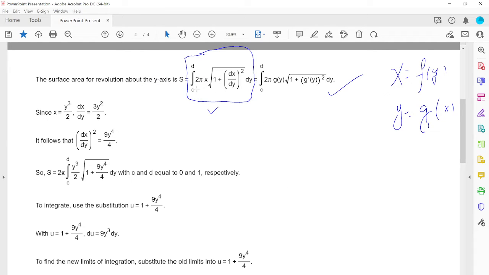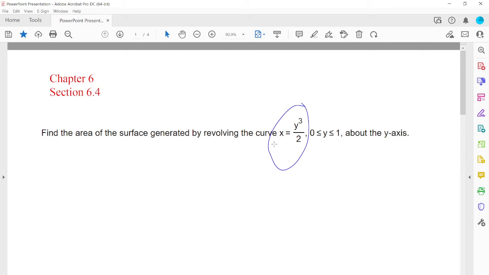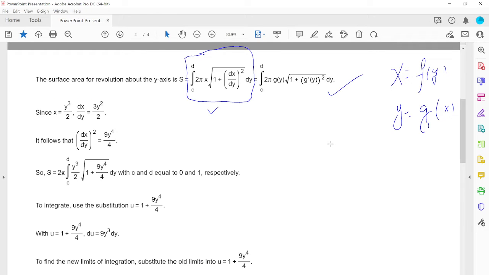For that, we need to find the range. But if you look here, we have been given the range of y, and that's what we need here, the range of y. It's not the range of x. So x is a function of y, and we need the limits for y. So this is the formula we're going to use.